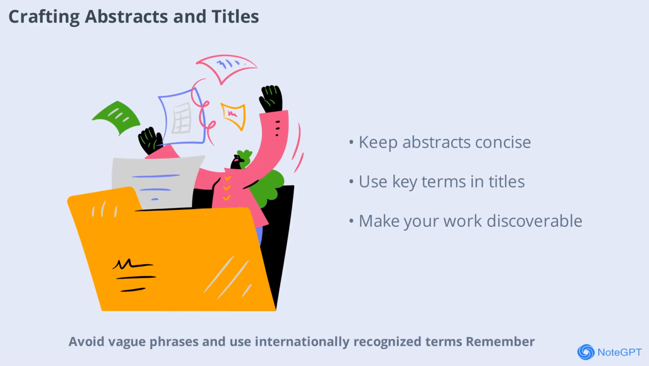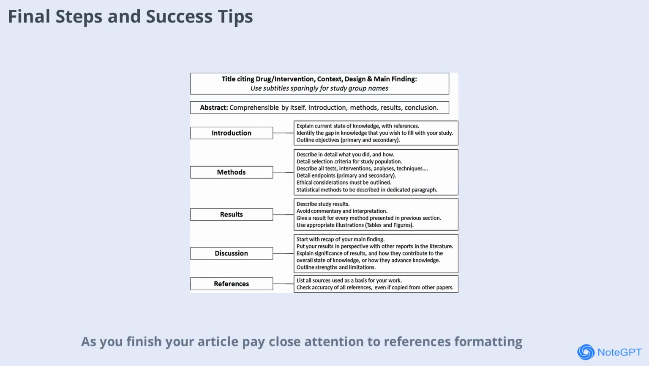Remember, a well-crafted title ensures your work is discoverable in databases like PubMed and increases its citation potential. Spend time refining these elements; they are your article's best marketing tools. As you finish your article, pay close attention to references, formatting, and journal guidelines. Cite original sources accurately and use bibliographic software to manage your references. Double-check every detail. Accuracy here reflects your professionalism.